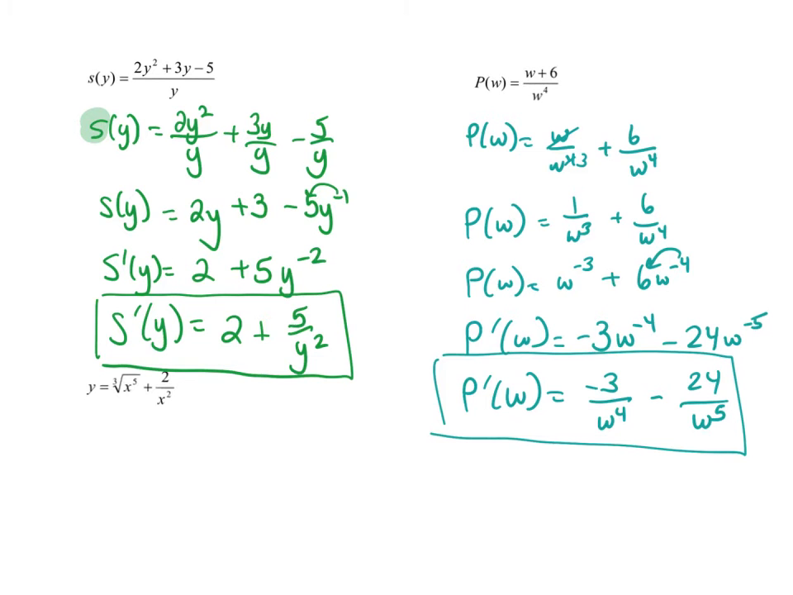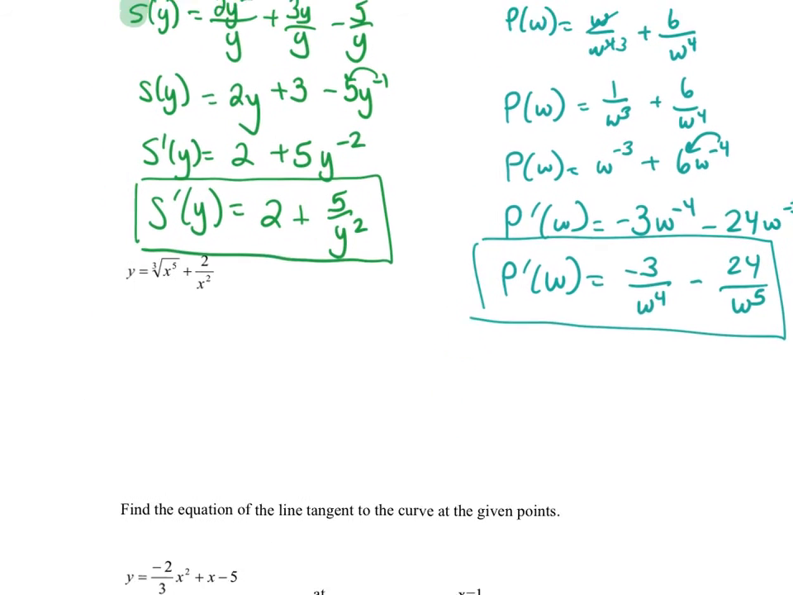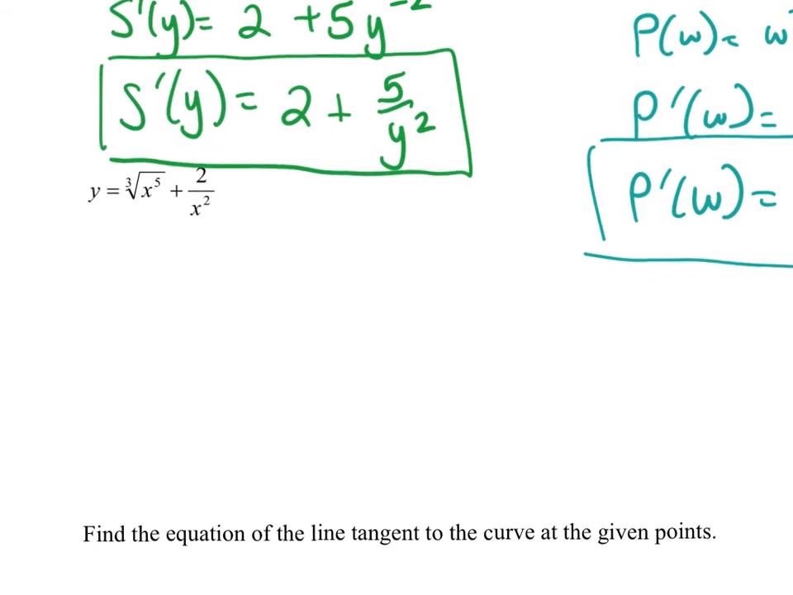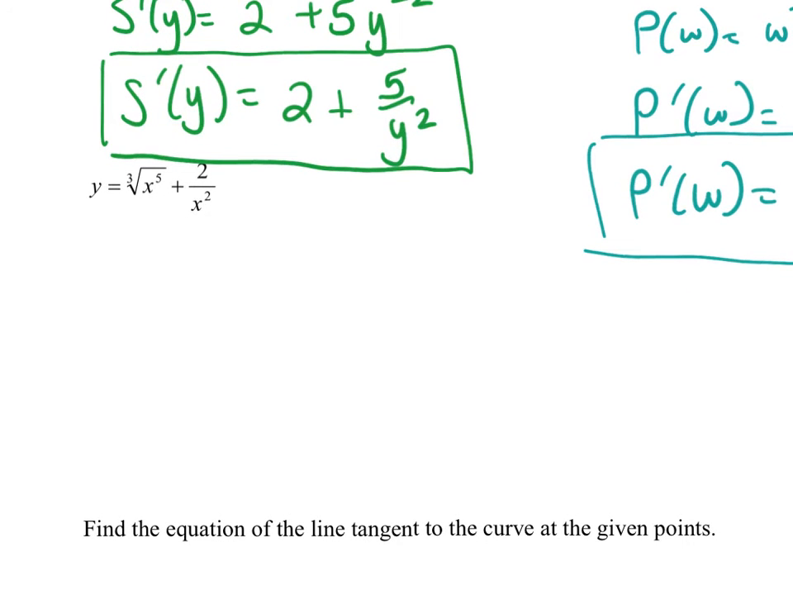All right, let's look at one more kind of derivative where we're rewriting the rules and stuff. So this one has a power and a negative exponent. So if I was going to rewrite it, I would rewrite it as y equals x to the 5/3 because it's cube root. And since it's cube root, that's going to be a 3 on the bottom. And this is going to be plus 2x to the minus 2.